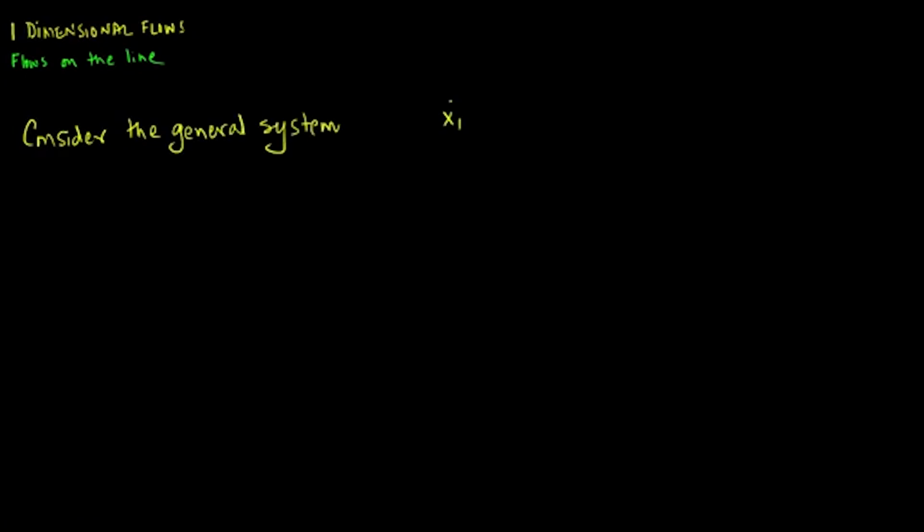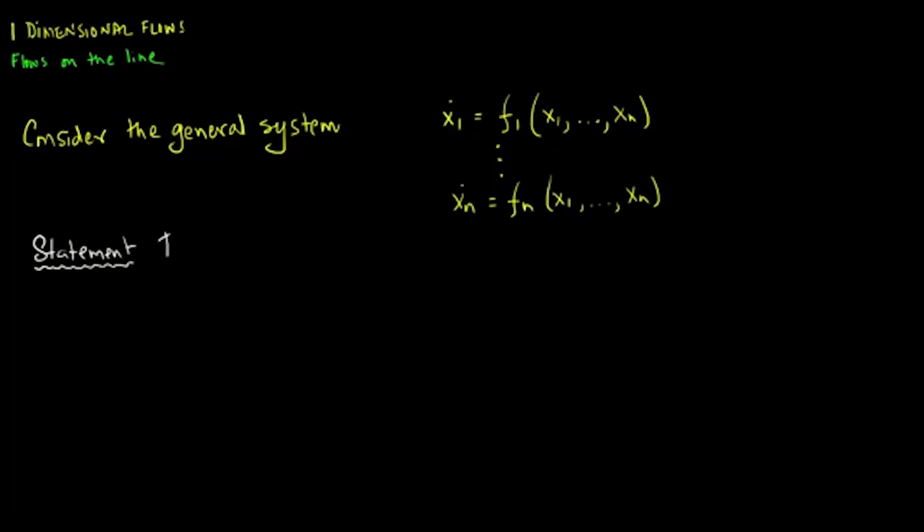We start with one-dimensional flows and will focus on flows on the line. Consider the following general nonlinear system: x1 dot is equal to f1 as a function of x1 to xn, all the way to xn dot is equal to fn as a function of x1 to xn. Now let's make a statement about the above system.